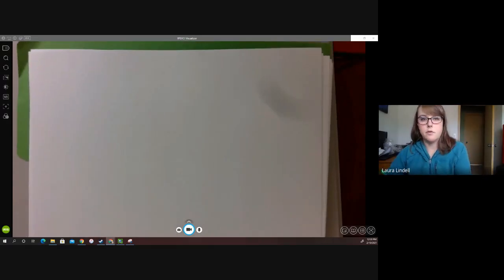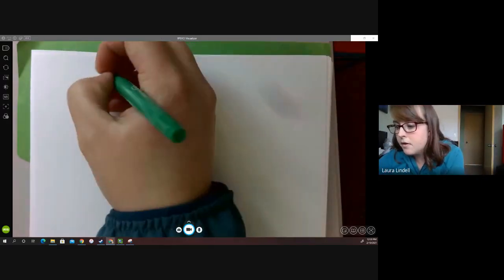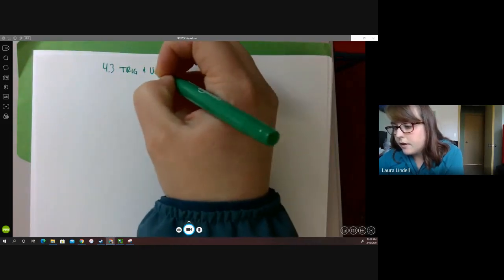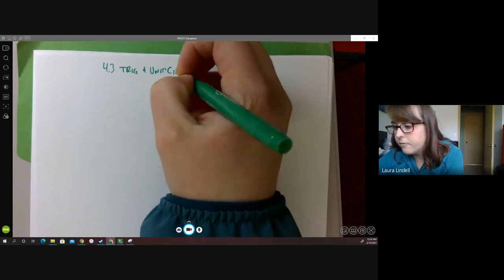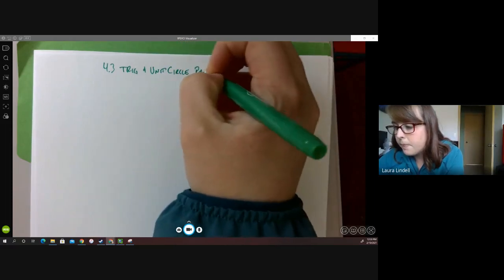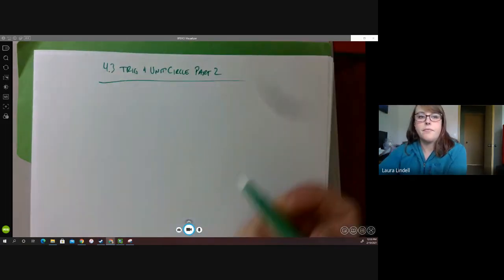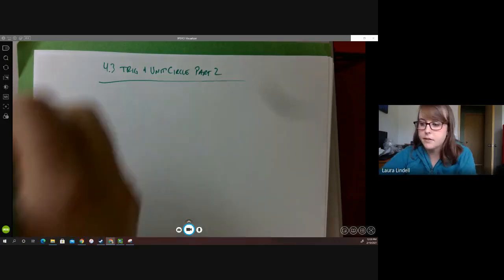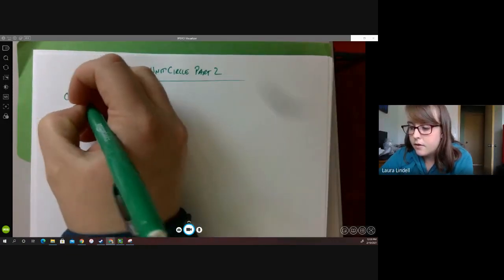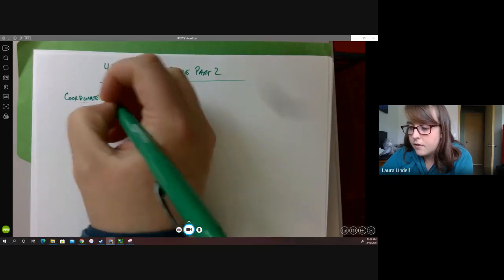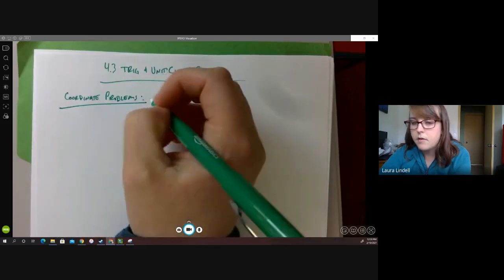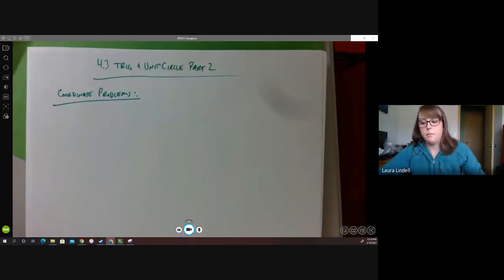Okay, so 4.3. Trig and unit circle, part 2. Okay, so this other kind of problem that we get, we're going to call them coordinate problems. Okay, coordinate problems. So they're going to take the format of this sort.